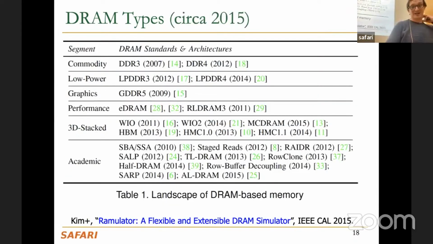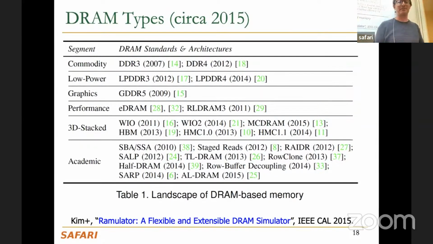Okay. Basically, you remember our Ramulator paper. This shows the DRAM types around 2015. Even in 2015, there were a lot of DRAM types. You can see that HBM was just coming around at that time. In 2013, it was introduced. Hybrid Memory Cube was there. There are also other things that are not as important today, perhaps. But it's good to think about these things.